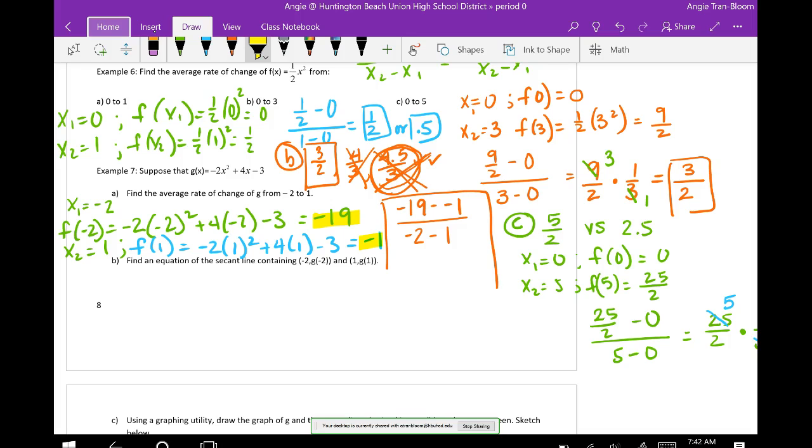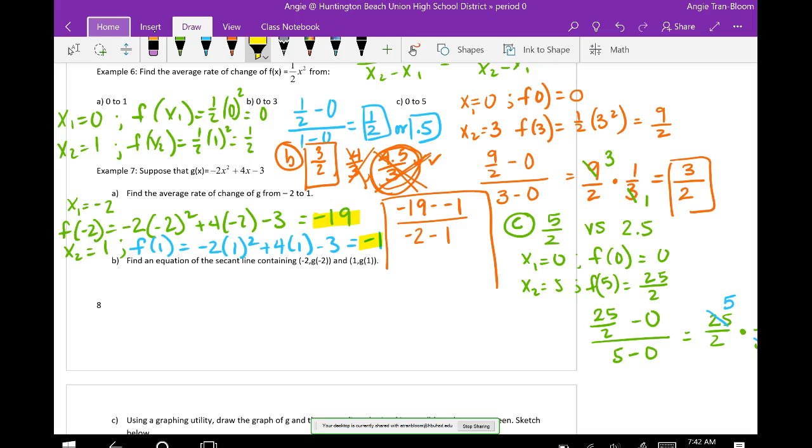Can I switch up my y's? Can I put y1 first minus y2? I can, as long as I also switch my x as well. So, yep, you can always go back and forth as long as you switch both top and bottom, okay? If you try it out and you didn't switch, we should have the same answer.